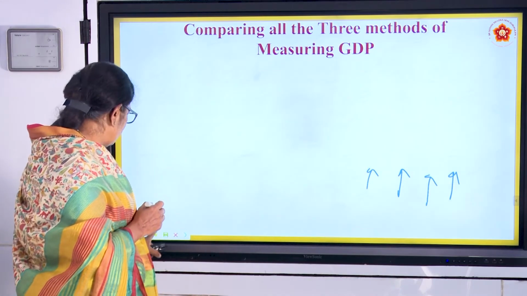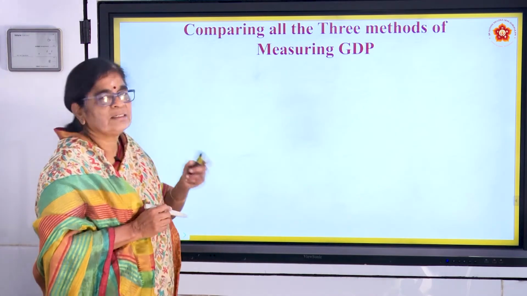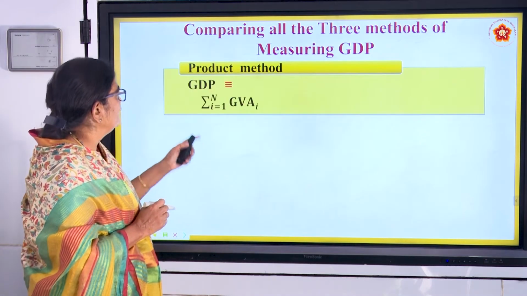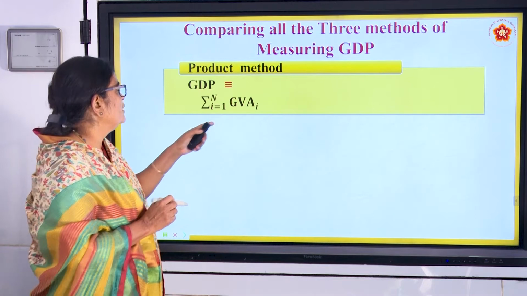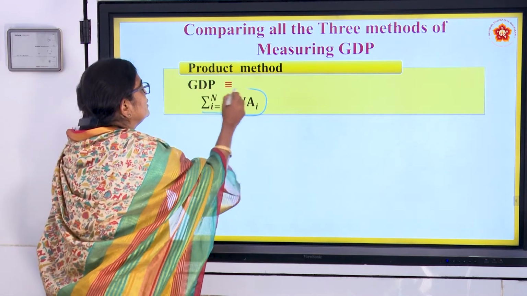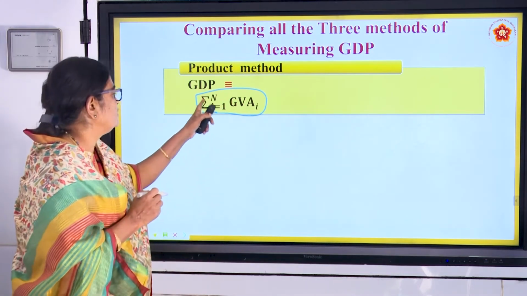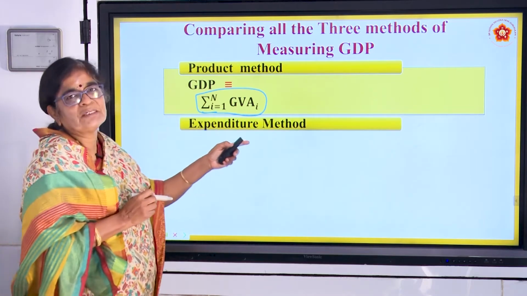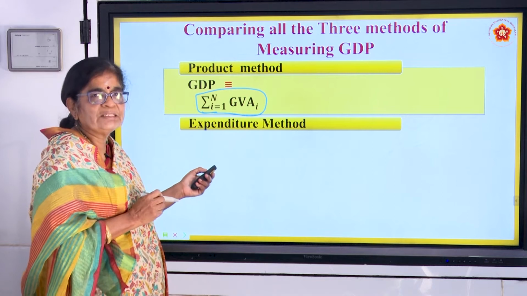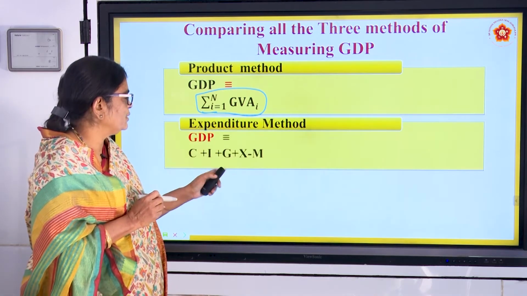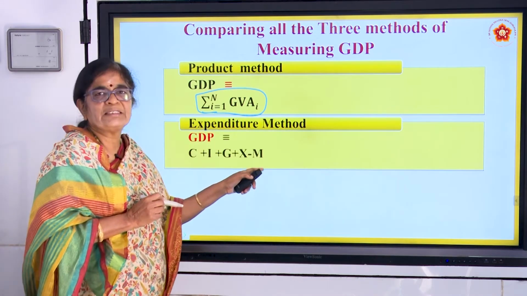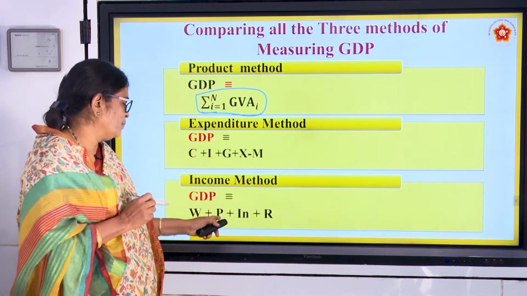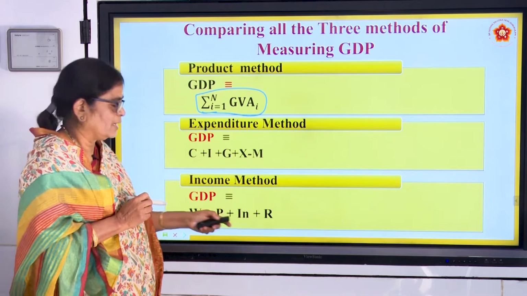Now we are going to compare all these three methods and see how they give the same GDP. Here you can see the product method. I have already explained that it is the summation from i equals 1 to N of GVAi, gross value added. For the expenditure method, GDP is equal to C plus I plus G plus X minus M. And for the income method, W plus P plus In interest plus R.